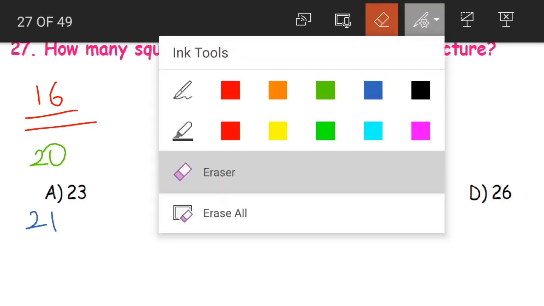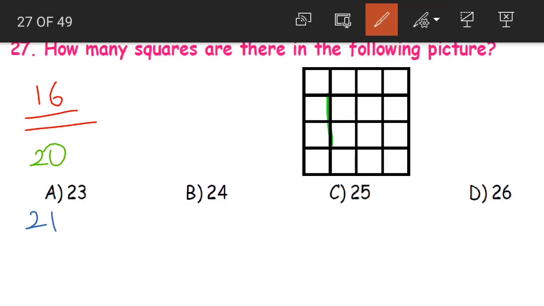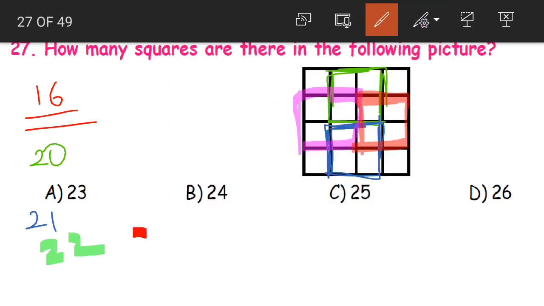And then again, if we look here in the middle, we have square number 22. So 22, and then where else do we have, children? Here, 23, 24, 25, then we have 26. Is this clear? The total number of squares here is 26.